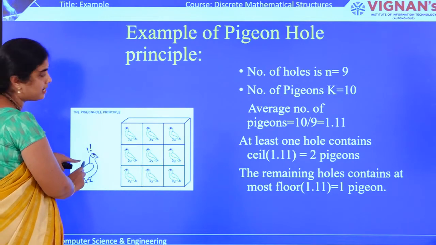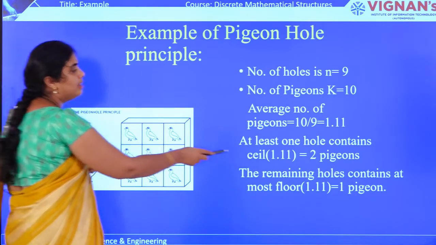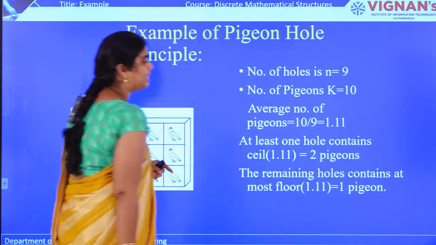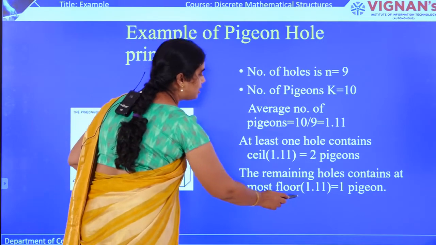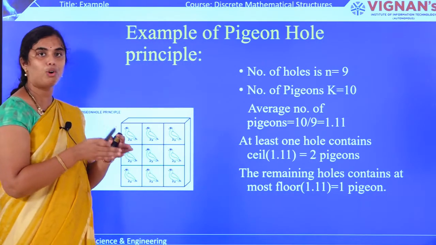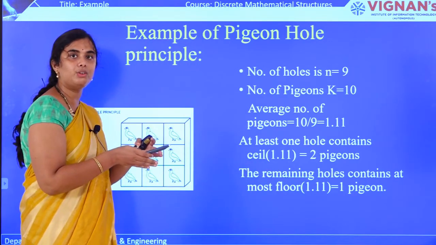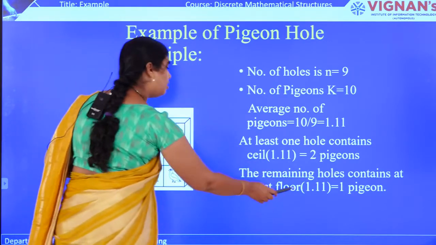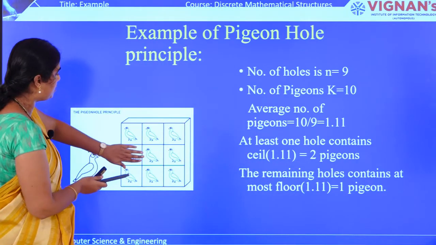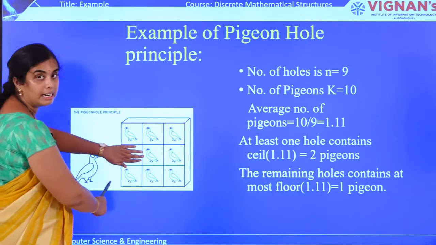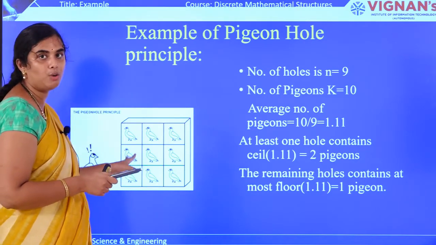Yes, because one pigeon is left over here. Somewhere I need to place it among these holes, right? So, at least one hole will contain 2 pigeons, and the remaining holes contain at most floor of 1.11. Floor means the minimum value. In 1.11, what is the minimum integer you can take? 1. So, the remaining holes contain at most one pigeon. It's correct, all right? If this pigeon is placed over here, then the remaining holes contain one pigeon each. Okay, this is about the pigeonhole principle.